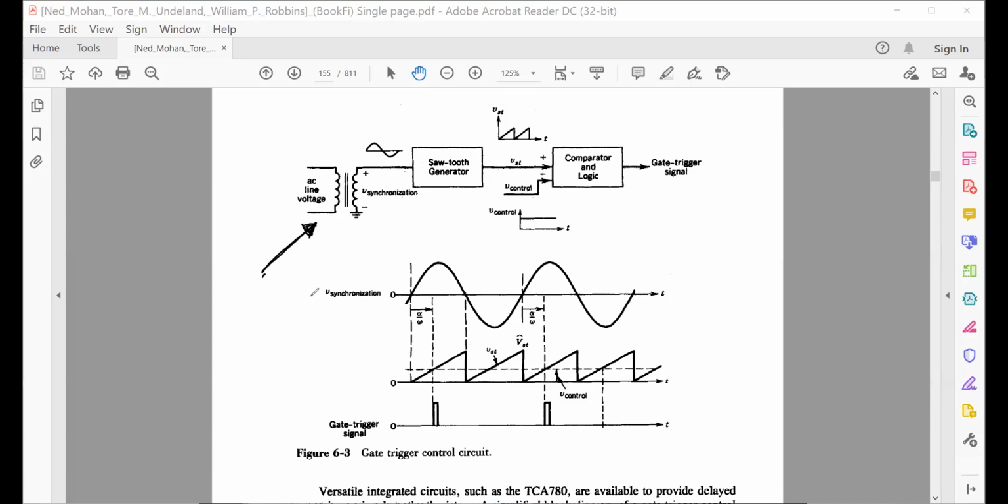This one first. So this is the input voltage we have taken from our supply, and of course, this is your AC sinusoidal, and you can use a transformer here to separate the power side from the control side, and then this is the sinusoidal voltage you will get like this. This is your synchronization, they call it. So this is your sinusoidal voltage.